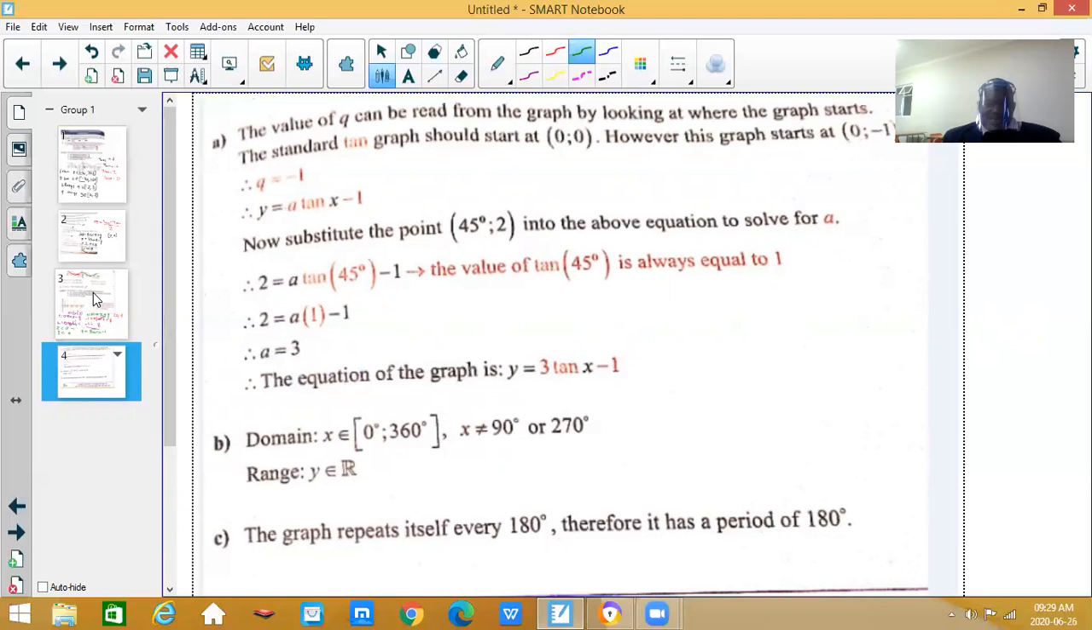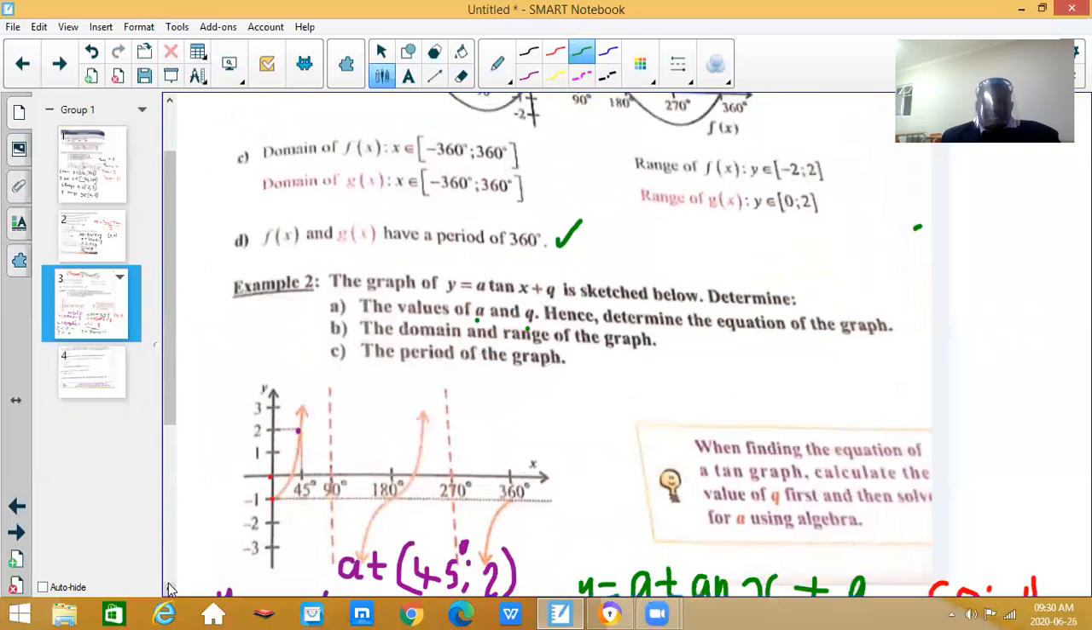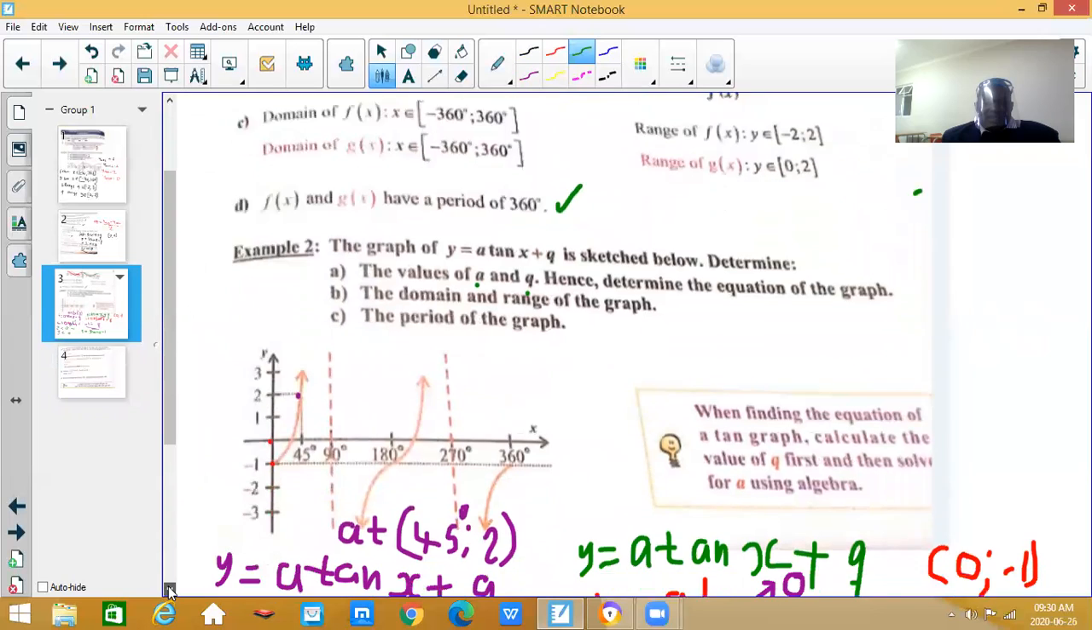Let us go back. Because we are done with this one, we want to find the domain and range of the graph. Still on finding the domain.